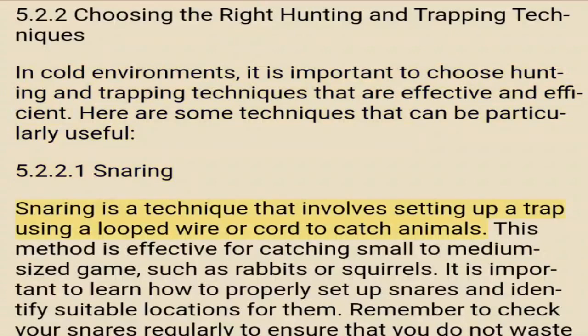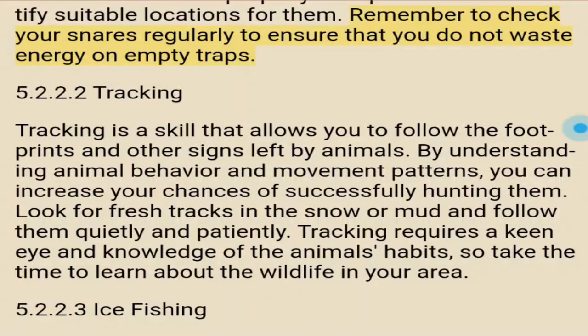5.2.2.1 Snaring. Snaring is a technique that involves setting up a trap using a looped wire or cord to catch animals. This method is effective for catching small to medium-sized game, such as rabbits or squirrels. It is important to learn how to properly set up snares and identify suitable locations for them. Remember to check your snares regularly to ensure that you do not waste energy on empty traps.